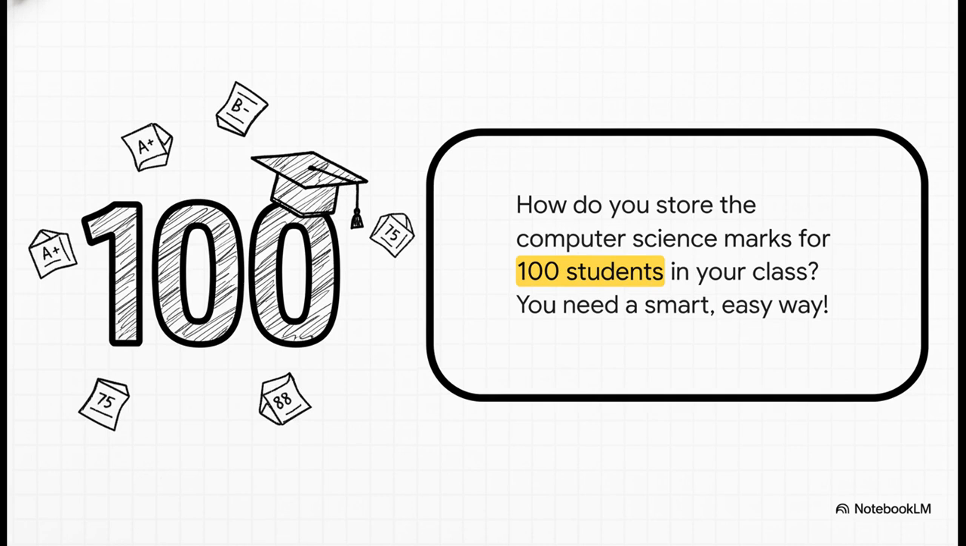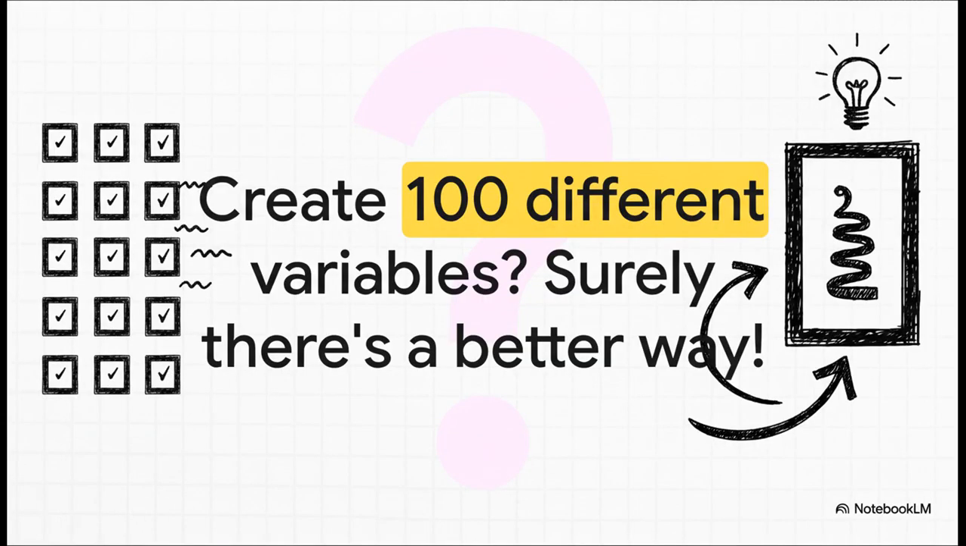Imagine your teacher asks you to write a program, and you need to store the computer science marks for all 100 students in your class. How would you do it? What's the very first thought that pops into your head? You could, I suppose, create 100 different variables, like marks1, marks2, marks3, all the way to marks100. But just think about it. That would be so much work and so confusing.